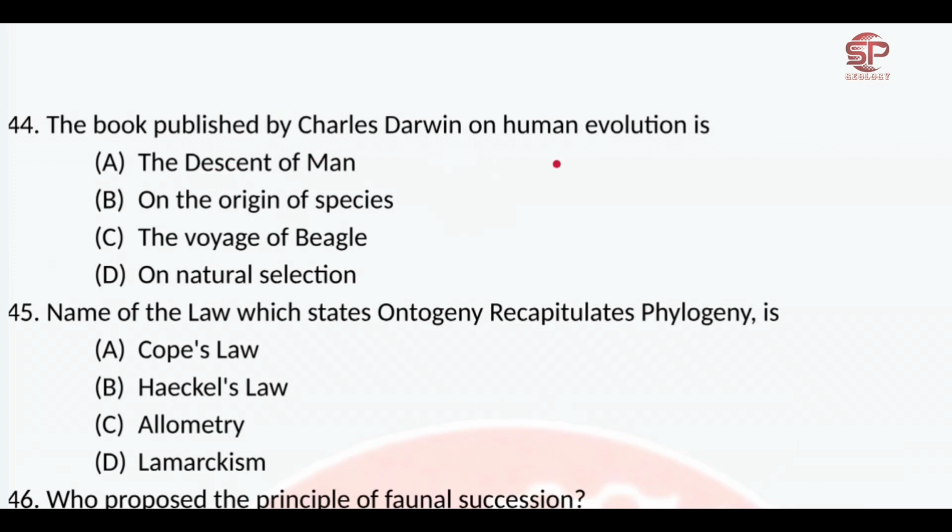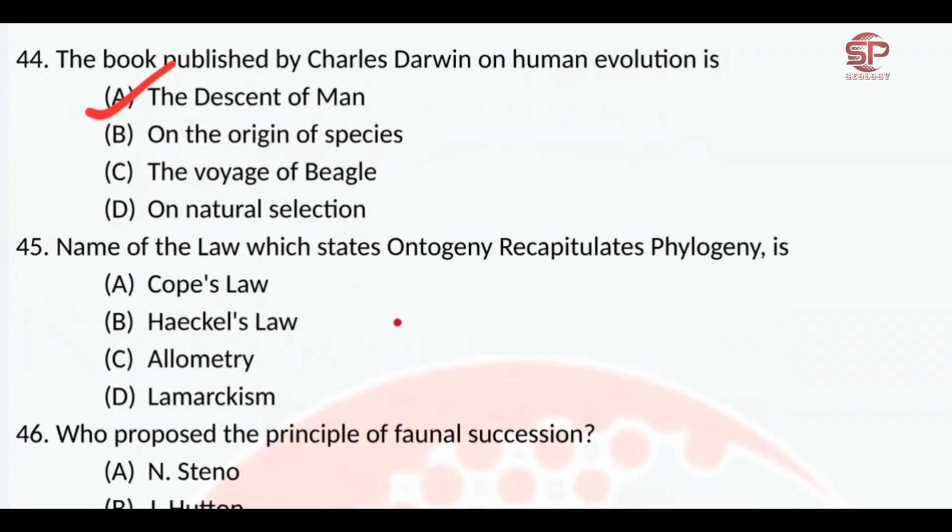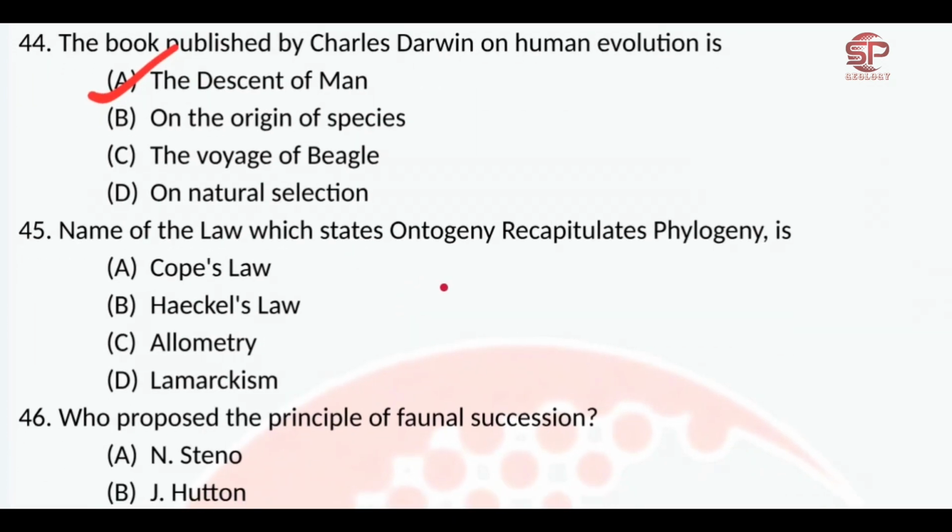The book published by Charles Darwin on human evolution is The Descent of Man. The law which states ontogeny recapitulates phylogeny, or you can say present is the key to the past, is a phrase given by Ernest Haeckel. So it is also called the biogenetic law. So it will be Haeckel's law.